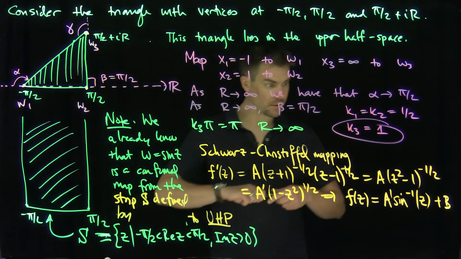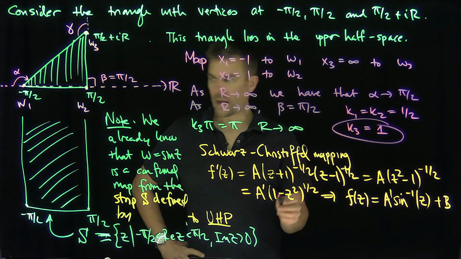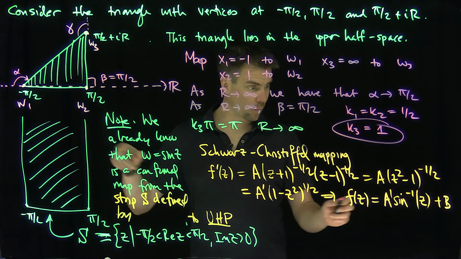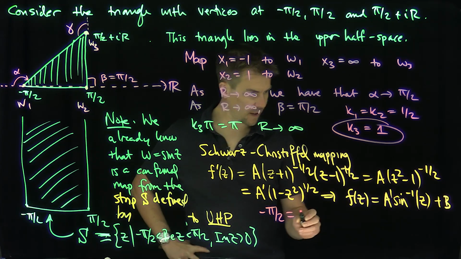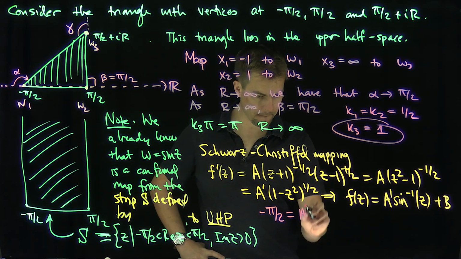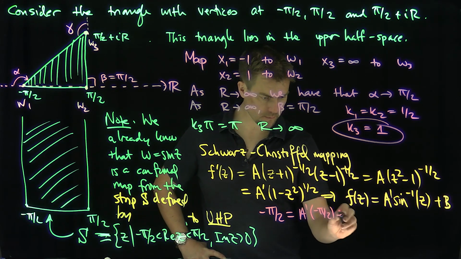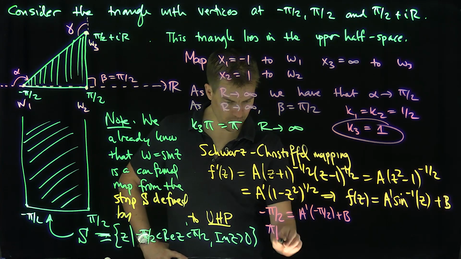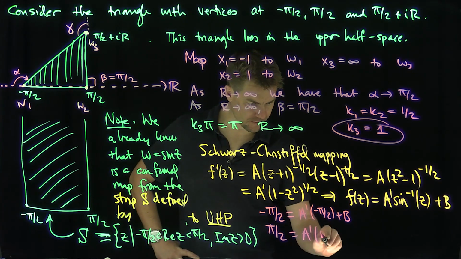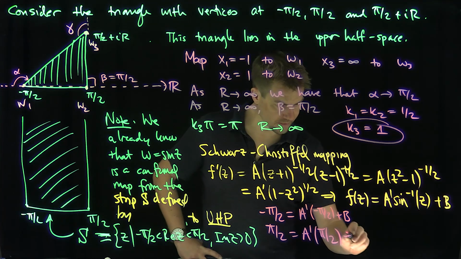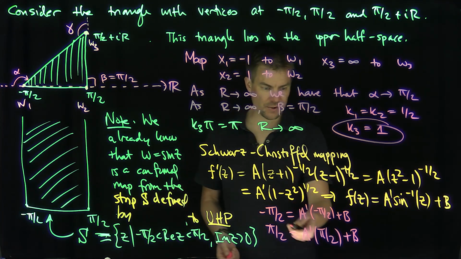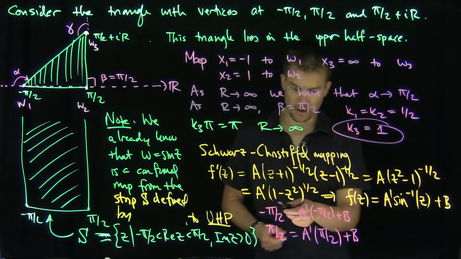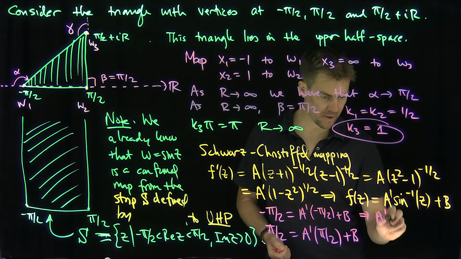And so now, what can I say? When I plug in negative 1, I have to get that negative pi over 2 is equal to a prime times sine inverse of negative 1, which is negative pi over 2, plus b. And when I plug in 1, I have to get pi over 2. Pi over 2 is equal to a prime times pi over 2 plus b, right? Good. So what does that force b to be? If I add these equations together, b is equal to 0, and a prime has to be 1.